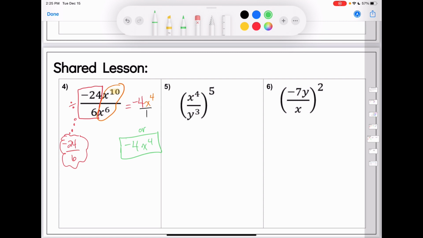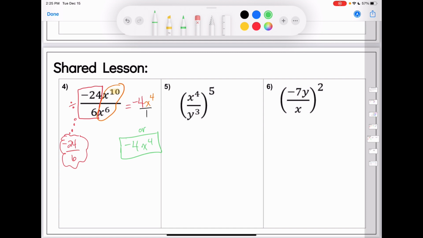Okay, so just remember those coefficients, those big numbers in the front, that's a dividing problem. That fraction bar means divide. So big whole numbers, coefficients, I have to divide. Only exponents I subtract. Easy thing to mess up.